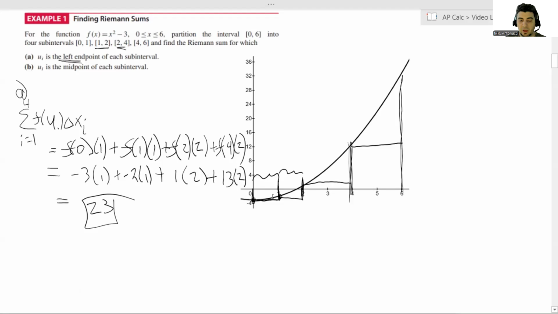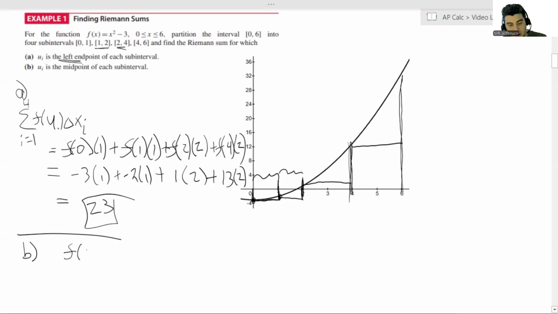Okay, but notice these rectangles are below, these rectangles are above. These ones that are below are going to stick out underneath, and these ones are going to have some gaps for those ones. So the next thing we want to do now is use midpoints of each subinterval. So for part B, here we go now.